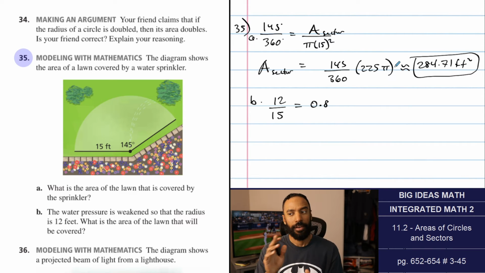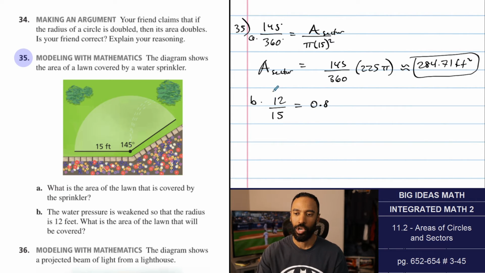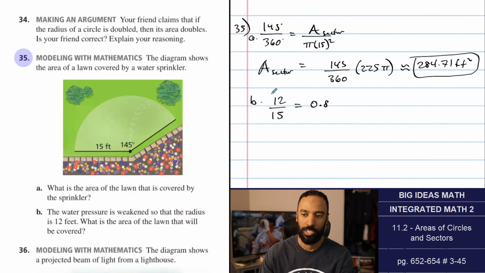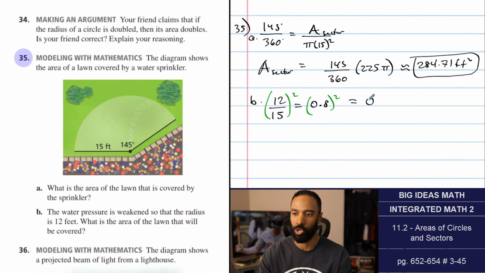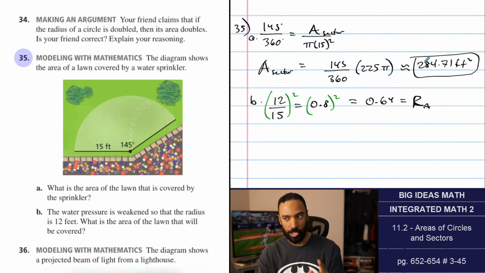Is the area of the new one going to be 4/5 this area? No, you have to square 4/5. You have to square 0.8. So this squared is this squared, and 0.8 squared is 0.64. This is your area ratio. That's not the answer, but you will need to take not 80% of this value, but 64% of this value.